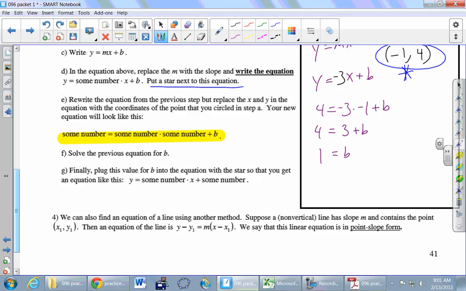Okay, and then the last step here in G, it says finally plug this value for b into the equation with the star. That's why I put the star there, just so we could reference it. So my starred equation is this one up here. It's got the blue star next to it. So this equation is the one that's getting copied down. All we're going to do is change the b into the number that we just found. But the y, which became a 4, is now back to a y. So it's y equals. The -3 is still there. The x is back to an x, but plus, and the only thing that's changing is the b becomes a number now, 1. And so that equation has this form, y equals some number times x plus some number.